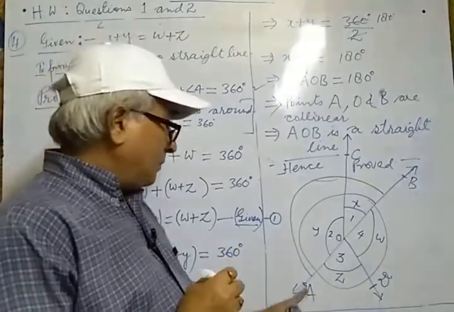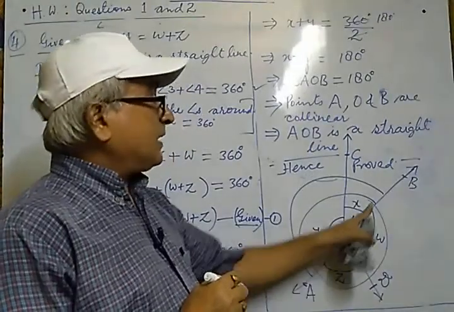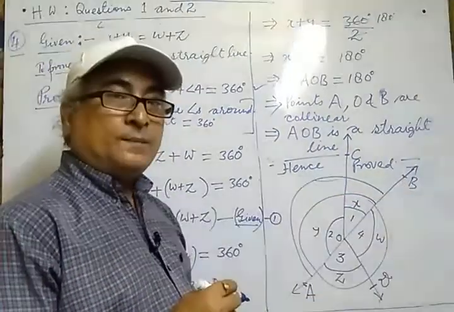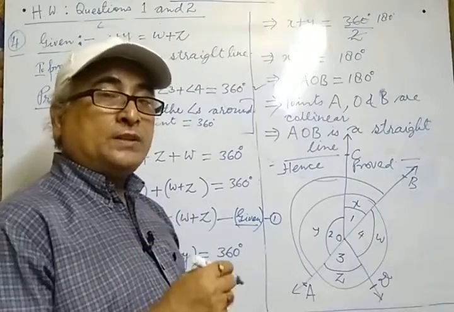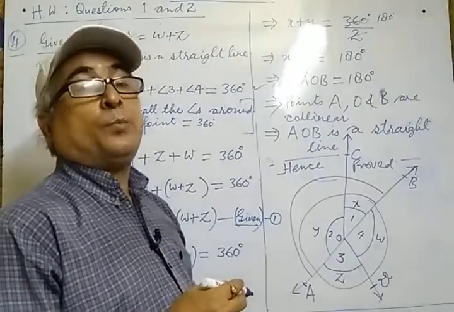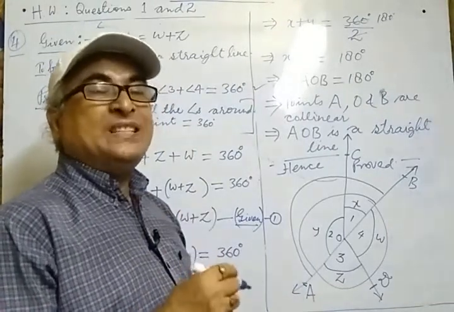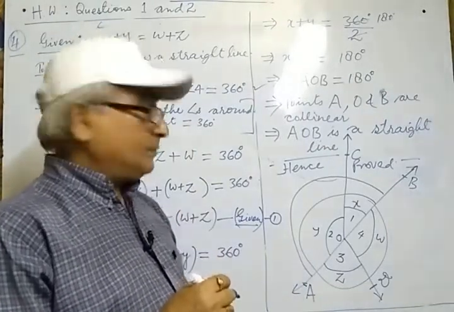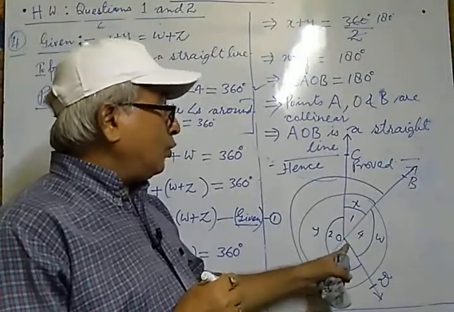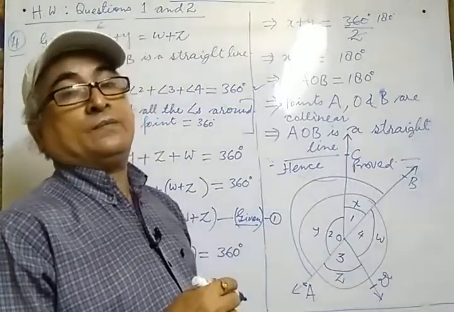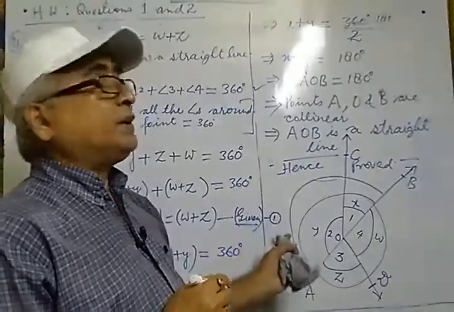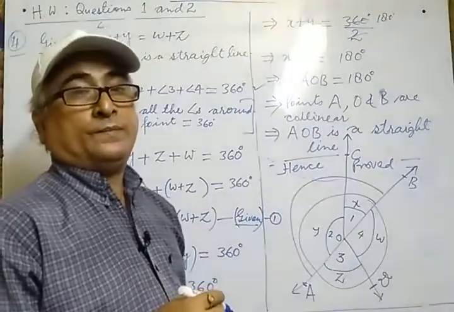It means point A, point O and point B are collinear. And what is the property of collinear points? If points are lying on a straight line, only then those points are called collinear. It means AOB is a straight line. In this way, we have proved question number 4.